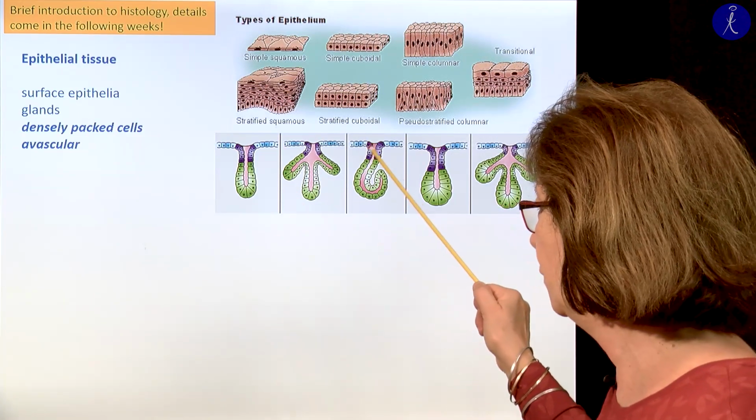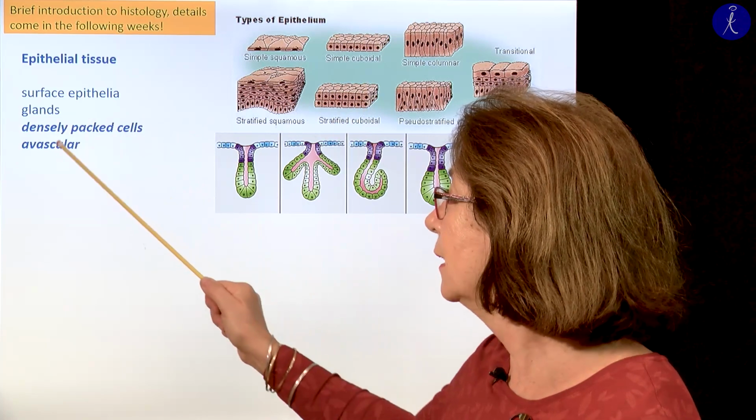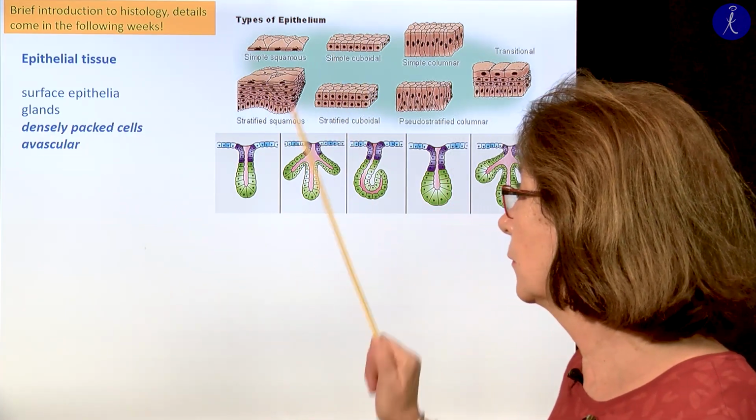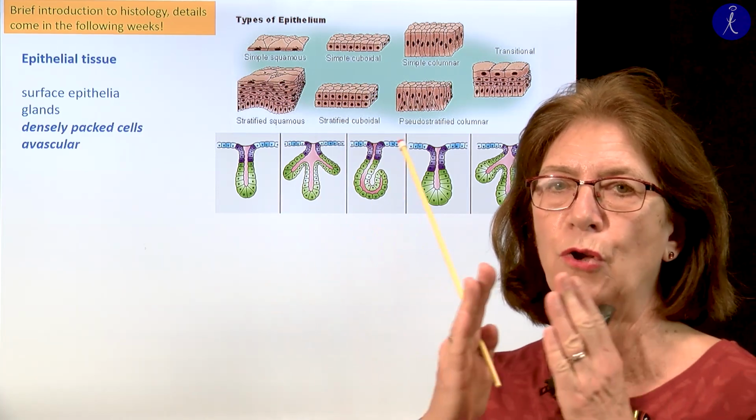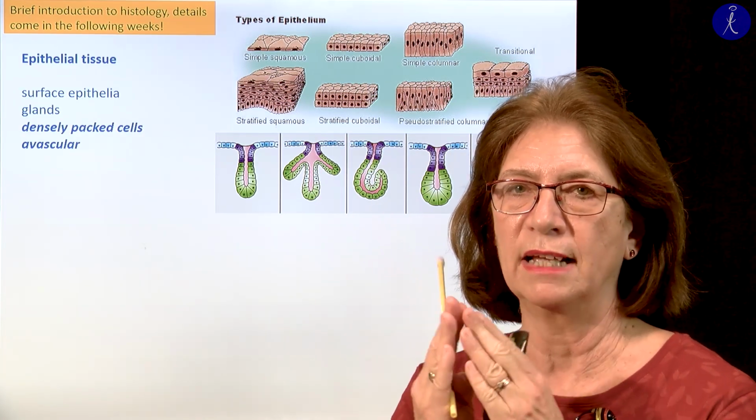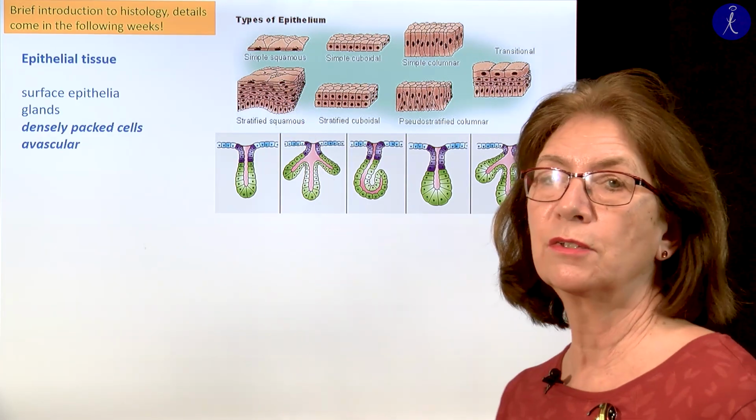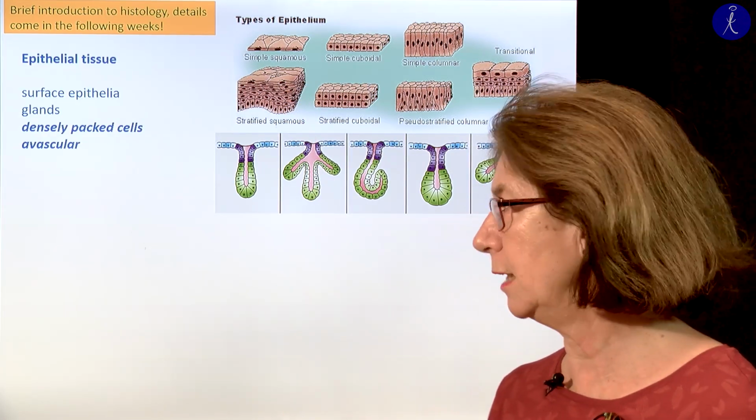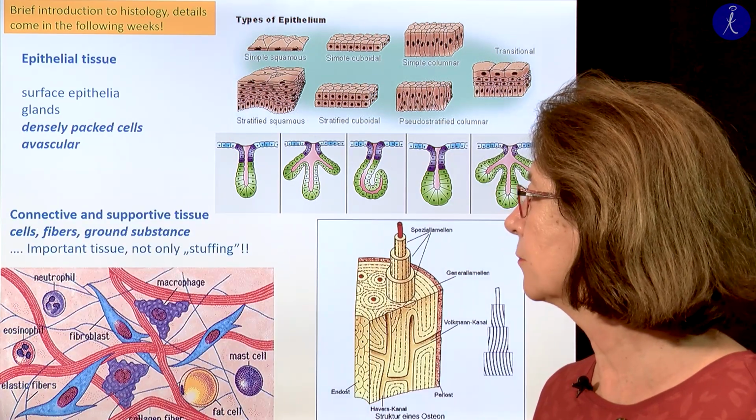And we have, as another big group of epithelial tissues, the glands. The glands will open always to an epithelial surface, or almost always. And the epithelial tissues have densely packed cells. They are closely attached to each other, and they are avascular. So there are no blood vessels between the epithelial cells. These are the most characteristic features.